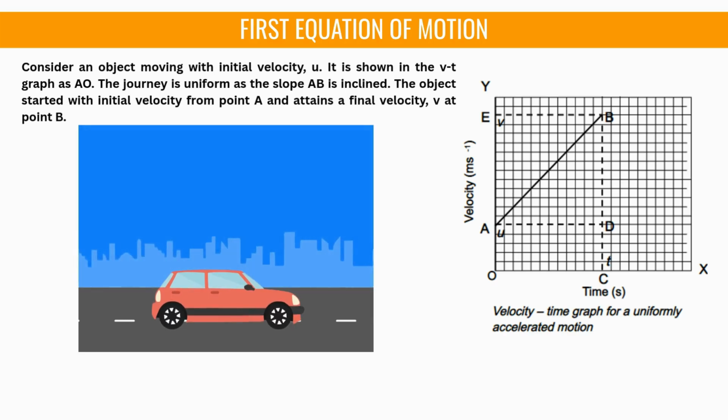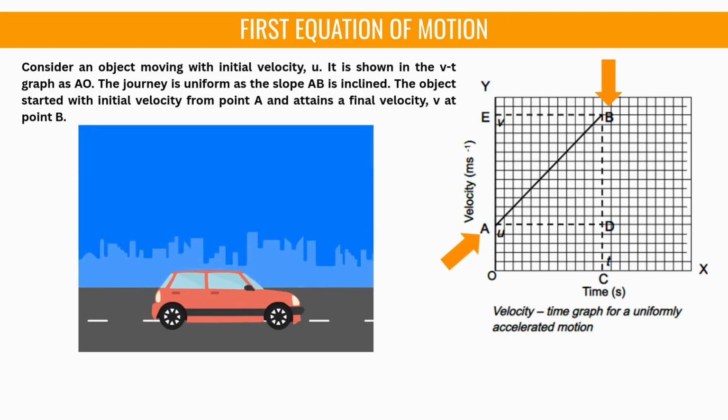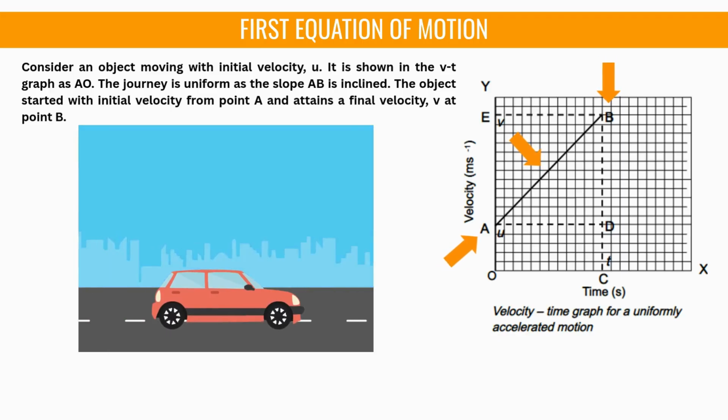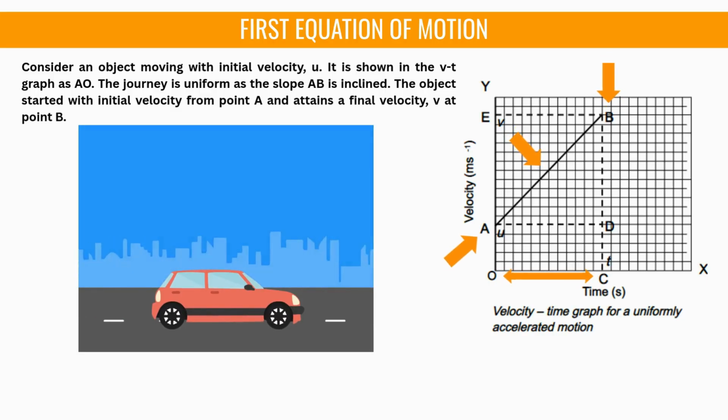Okay, imagine this. Your car is moving from point A with increase in speed till it reaches point B. Point A is where you started, so your initial velocity equals U. Point B is where you reached, so your final velocity equals V. There is a line going up. That's your speed increasing to reach point B. And the time taken to reach point B from point A is t.